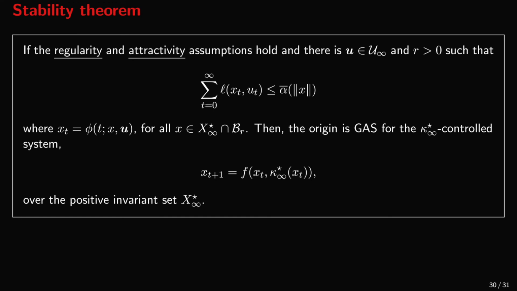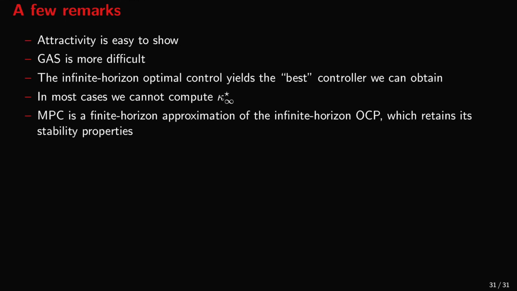So we have proven this stability result. If the regularity and attractivity assumptions hold and there is an infinite sequence of control actions u boldface taken from U infinity, and there is a positive number r such that the infinite horizon cost that corresponds to u boldface is bounded above by alpha overline of the norm of x, then the origin is globally asymptotically stable for the kappa infinity star controlled system. We see that attractivity was easy to show, but global asymptotic stability was more difficult. So often we will have to be content with attractivity, but not asymptotic stability.